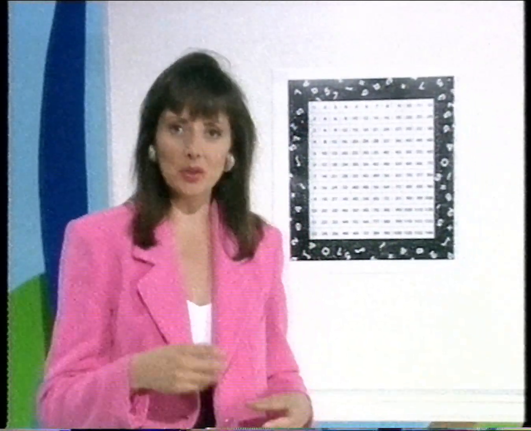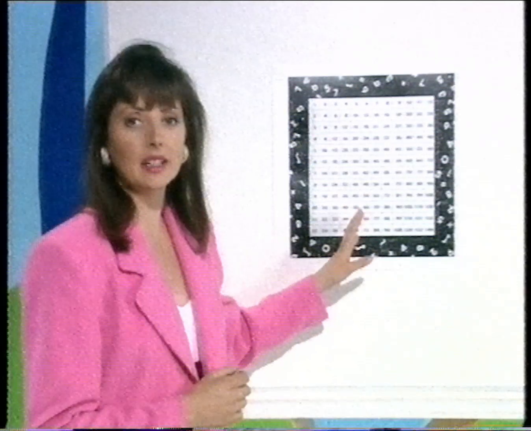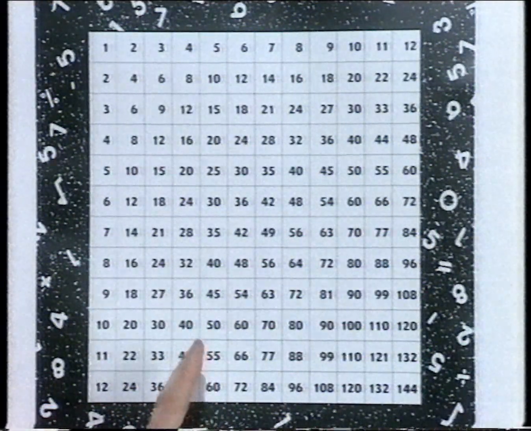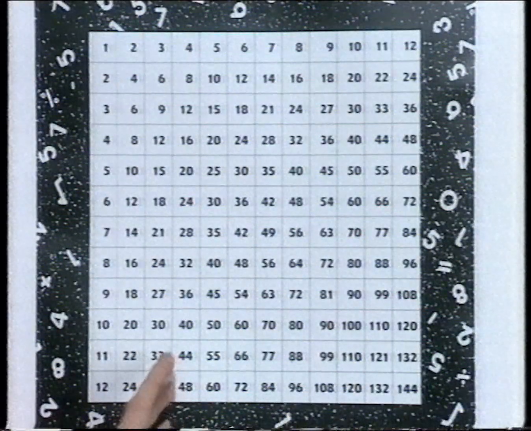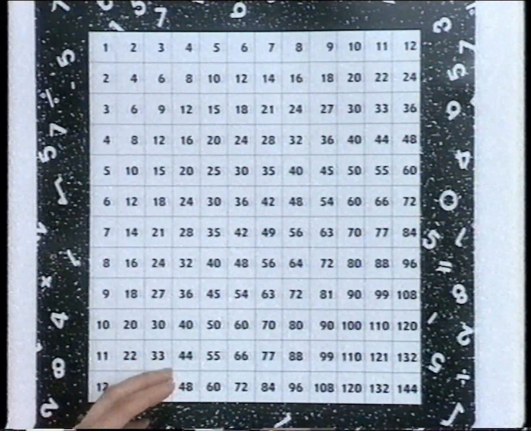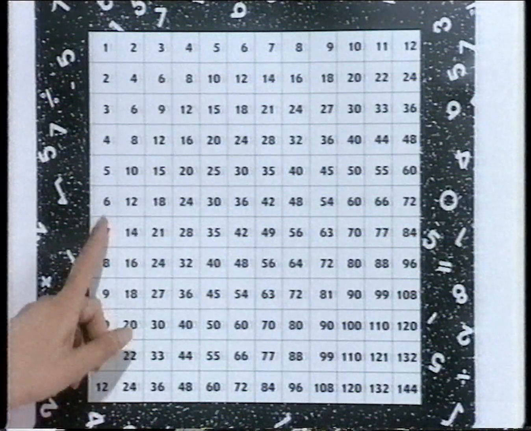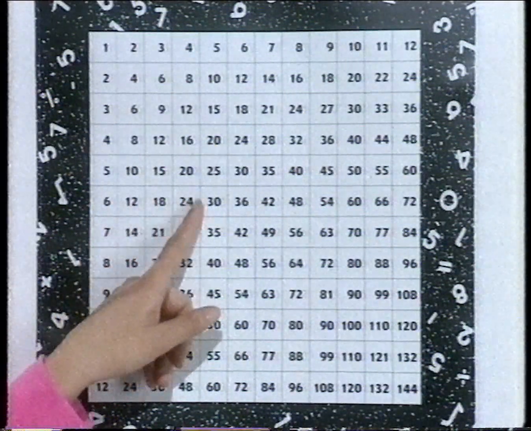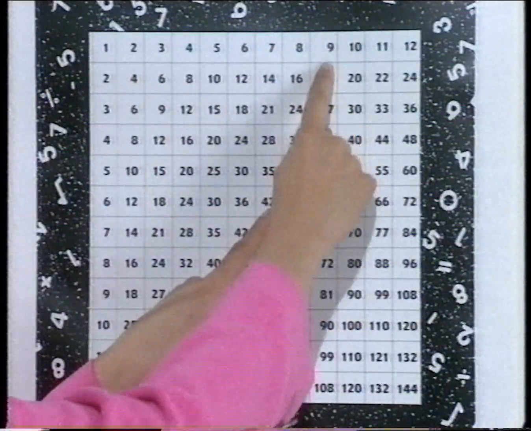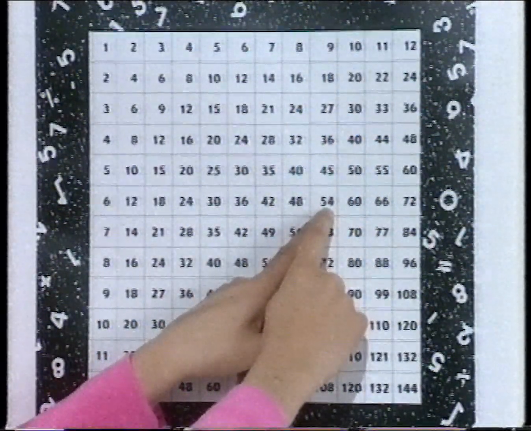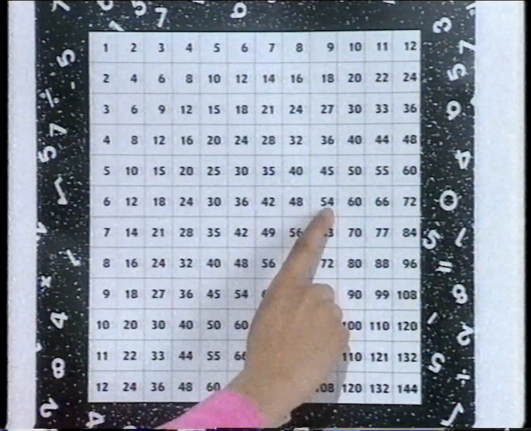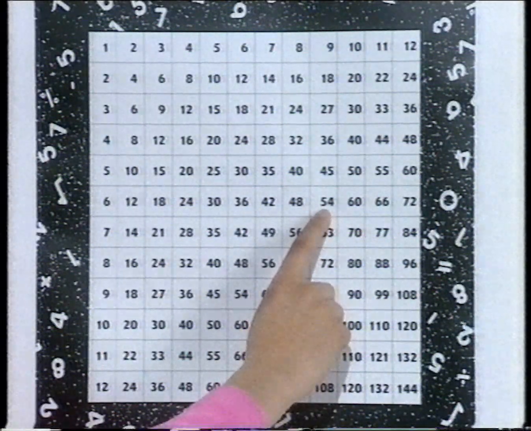Now we've put something on the cover of this video. It's a little sort of present. Get the sleeve out and open it up and you'll see something like this. This is a times table square and this is how it works. If you want to find 6 times 9, look along the 6 row and down the 9 column. And where they meet will give you the answer. The answer is 54.